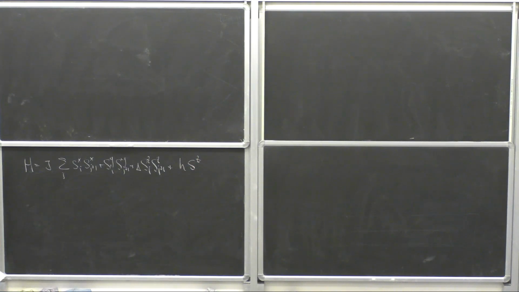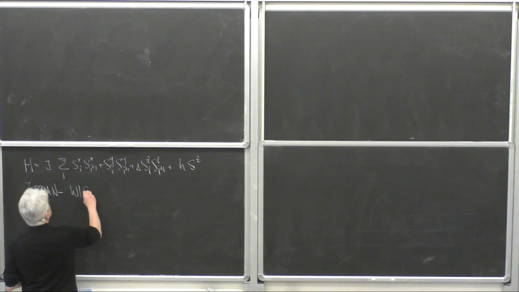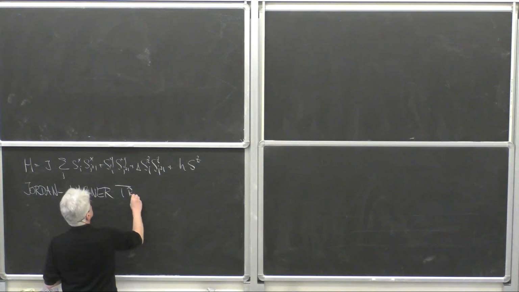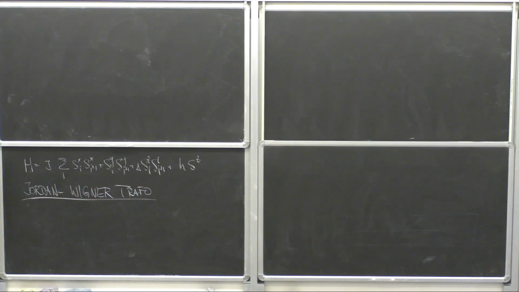So the first step in this is, okay, the Heisenberg model was something like this. Now in order to proceed, we map this, which can be done exactly on the lattice in one dimension, to a model of interacting fermions. This is done by something called the Jordan-Wigner transformation, and that is an extremely useful tool in one dimension.